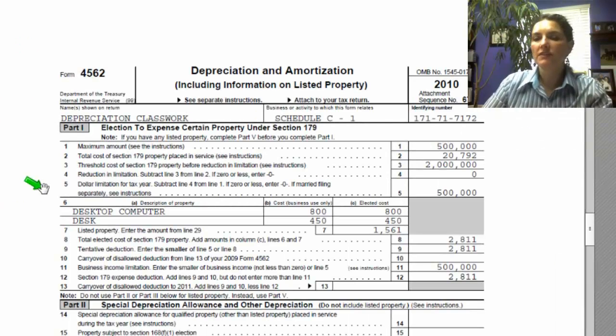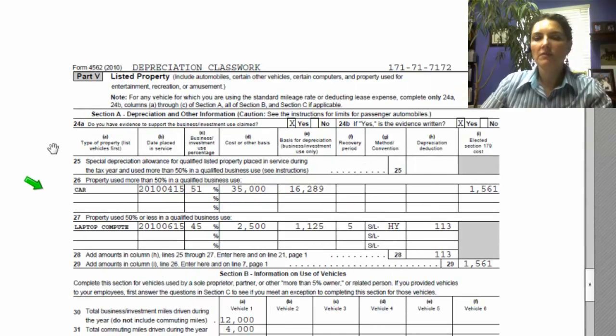So let's take a look at the 4562 for this depreciation schedule, and we start with page 2, as I said. So here on page 2, we've listed the car and the laptop computer. The car appears on line 26 because it is used more than 50% in a business. The laptop computer is listed on line 27 because it is used 50% or less in a business. The cost of the car is $35,000 multiplied by 51% business use and subtracting out the amount of Section 179 deduction of $1,561. That leaves us with a cost or depreciable basis in the vehicle of $16,289, but the current year depreciation is nothing because we're already maxed out with the Section 179 deduction.